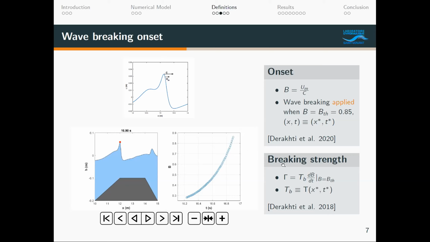And then we define a parameter here called gamma, a breaking strength at the onset, as defined in Derakhti 2018. It is calculated and it will be used later to parameterize the breaking strength. And this parameter gamma is equal to the wave period times the rate of change of B. To calculate this rate of change of B, we calculate this evolution of the crest through time, as shown here in this figure. And the point at which we get 0.85 is identified, and then we take a linear fit at a couple of points preceding this, typically in the range 0.82 to 0.86, to calculate this dB by dt, and then dB is multiplied by the wave period at the onset, X star, T star.